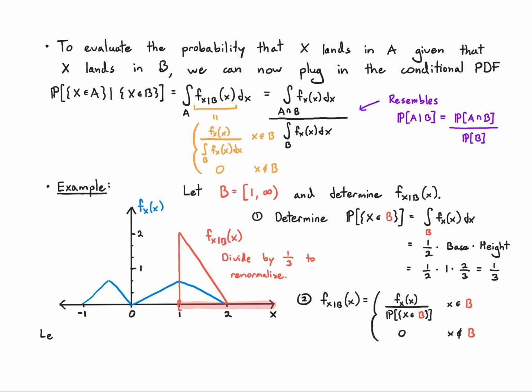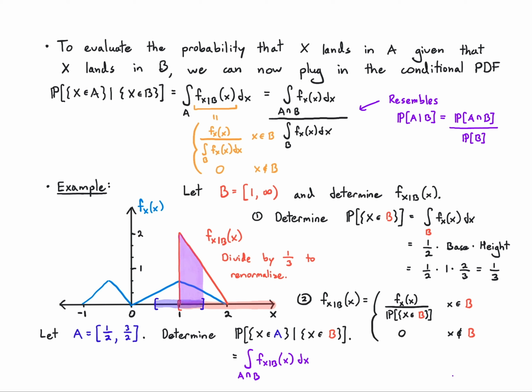Finally, let's let A be the interval from half to 3/2, and let's use the thing that we had above to calculate a conditional probability. So here is A. It's between half and 3/2. So what I want to be able to do is determine the probability that x falls into A, given that I already know that x is going to fall into B. The formula above tells me that what I need to do is integrate the conditional PDF of x given B over A intersect B. So that is this area that I've highlighted in purple here.